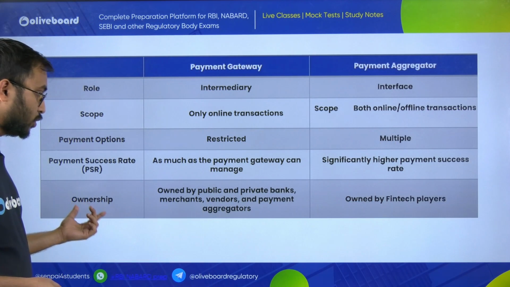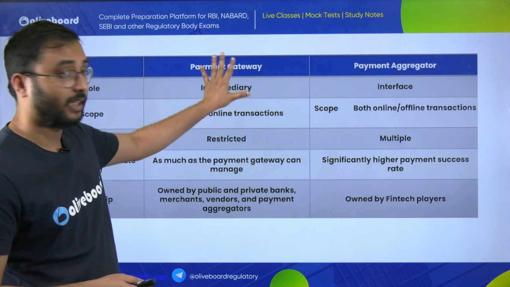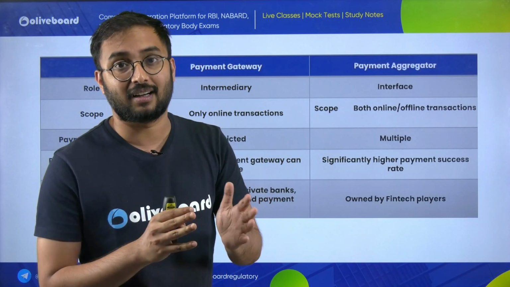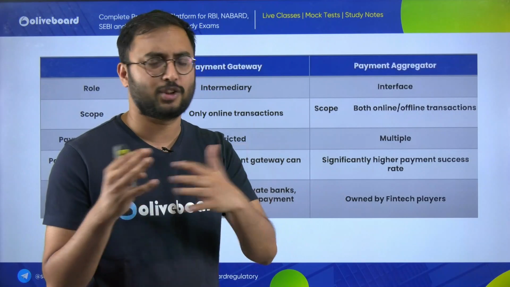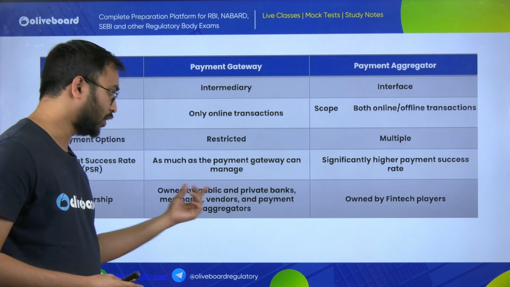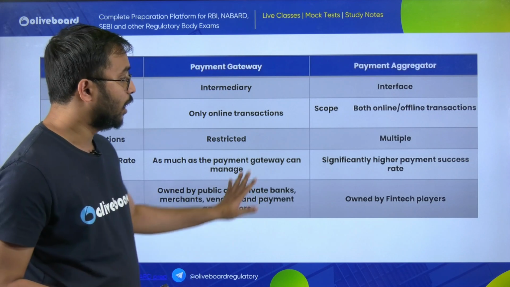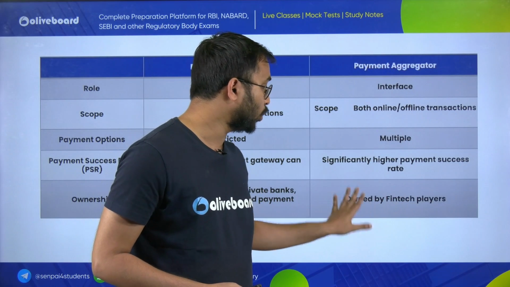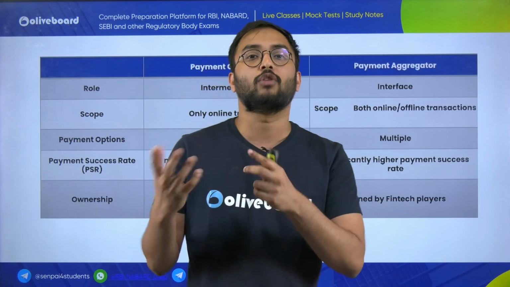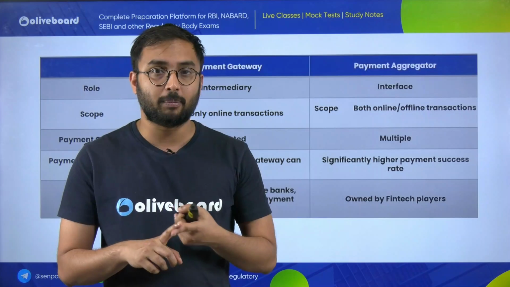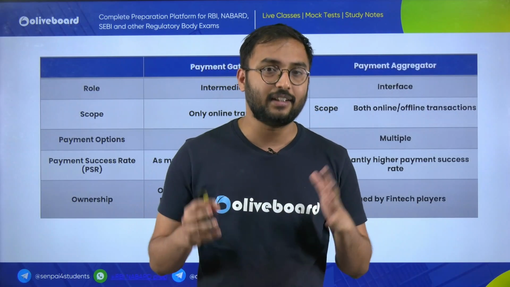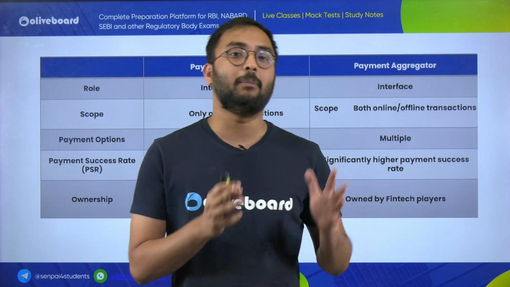Okay, ownership. Payment gateways are owned by public as well as private banks, and that is why you see Visa, RuPay, MasterCard as well as HDFC and ICICI, such private banks' interfaces. All those are owned by either public or private banks, merchant vendors or maybe payment aggregators. But payment aggregators are owned by fintech players. For example, you can take the example of Paytm; Paytm is also one of the aggregators. You can take the example of Razorpay. It is also owned by fintech players or a private company, right? So this is the basic difference between payment gateway and payment aggregators.